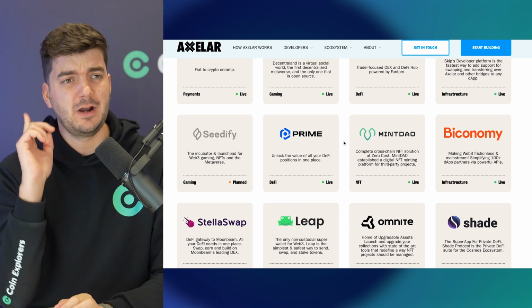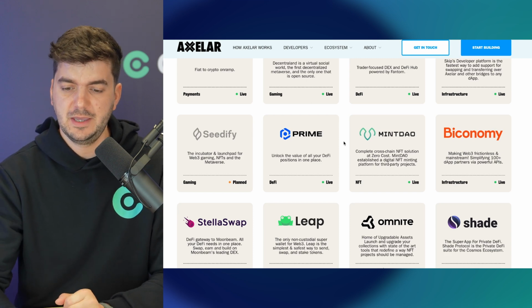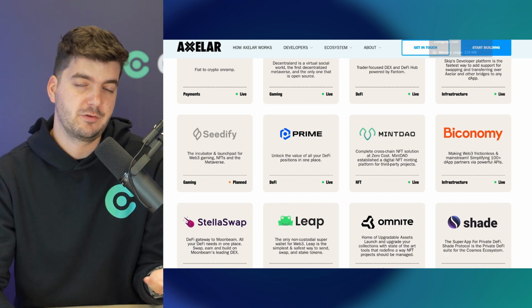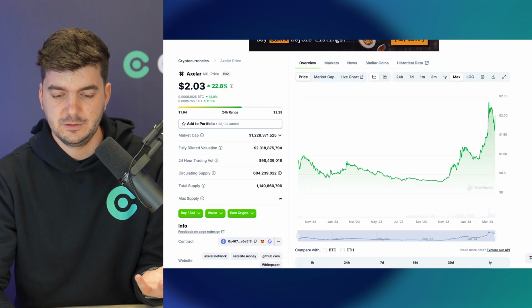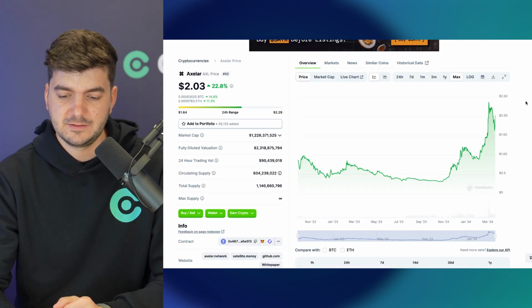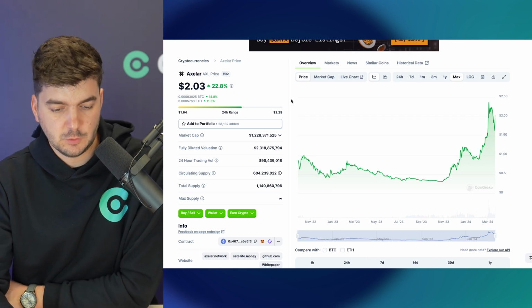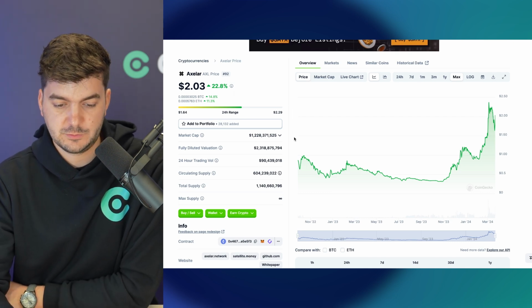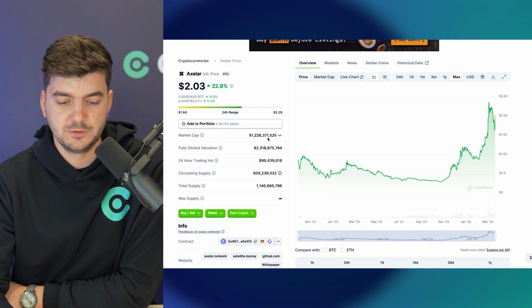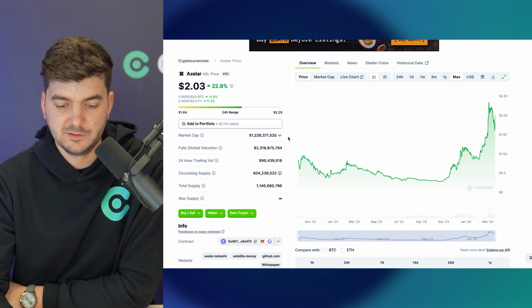However, I want to check what the project is doing, and if somebody wants to buy in, where you can buy in, because that's very important, right? If you want some of Axelar or AXL tokens in our bag, where we can find them. As you can see, the AXL token is sitting at $2 right now. The market cap is $1.3 billion.